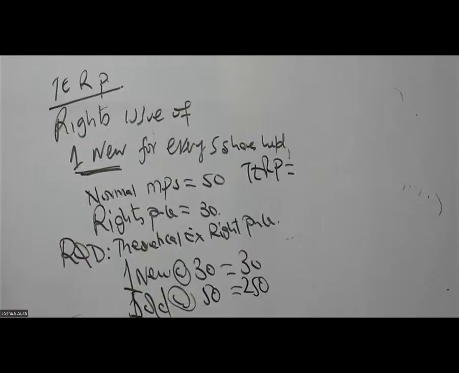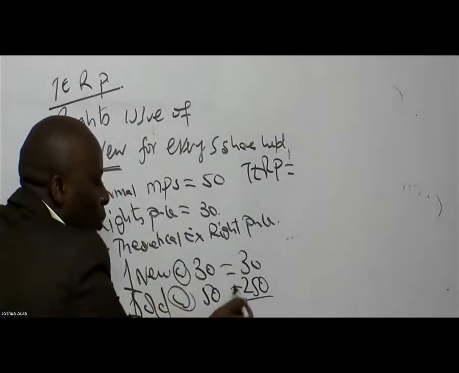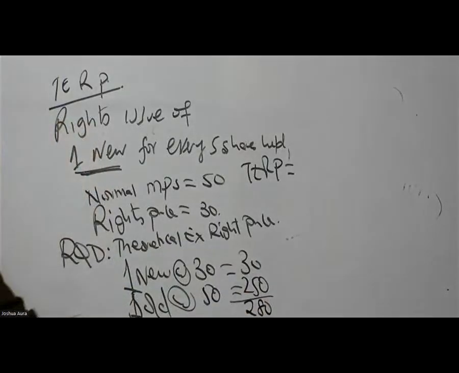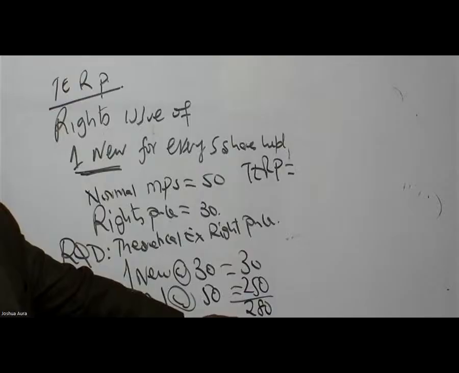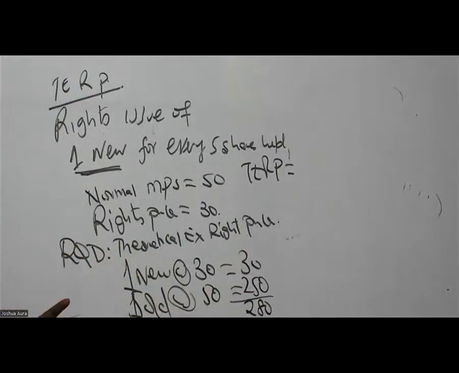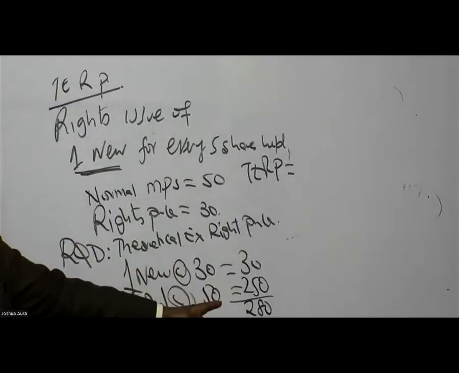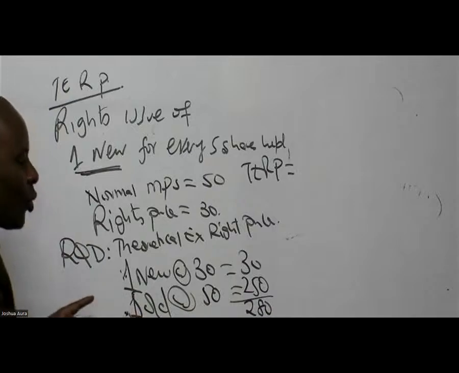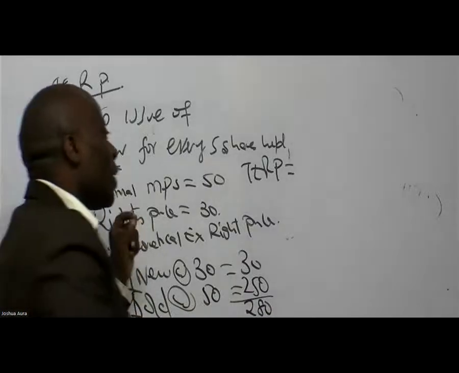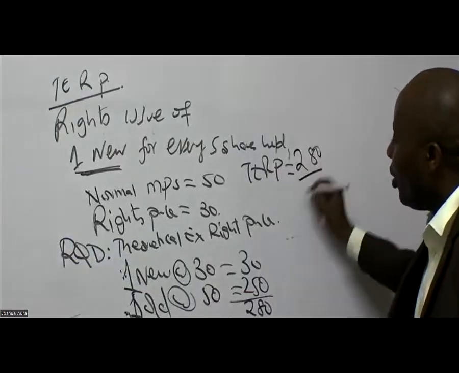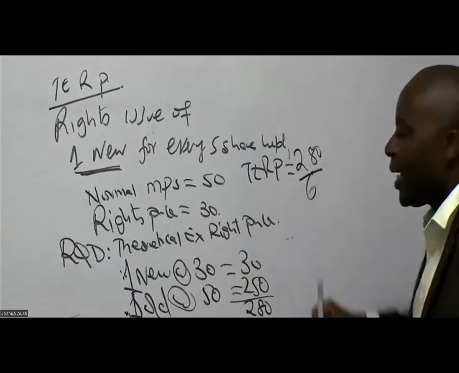Is the average price. So if you add the total value here, this will be 280. This 280 is now for how many shares? 6 shares. If you add these two, the theoretical X rights price is the average. You need to take 280 and divide this by 6.